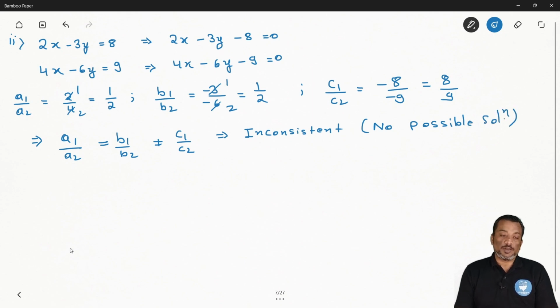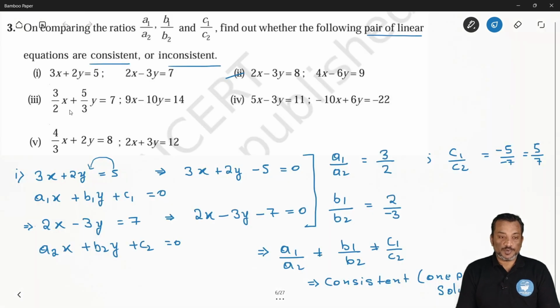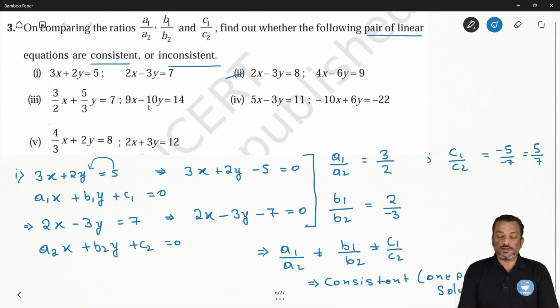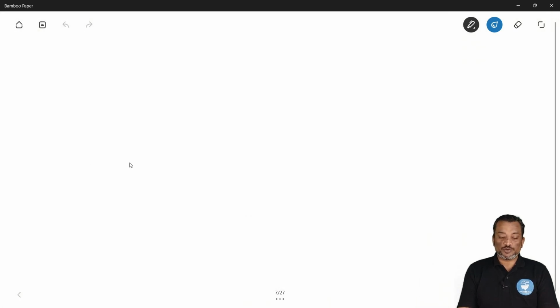Okay, now coming with the third question. So third question it is saying here it is given in fraction form, so no, don't have to worry, so easy है fraction को भी solve करना. So 3 over 2x plus 5 over 3y is equal to 7, और second equation है 9x minus 10y is equal to 14. ठीक है, तो हम लोग सबसे पहले इसको solve करते हैं.